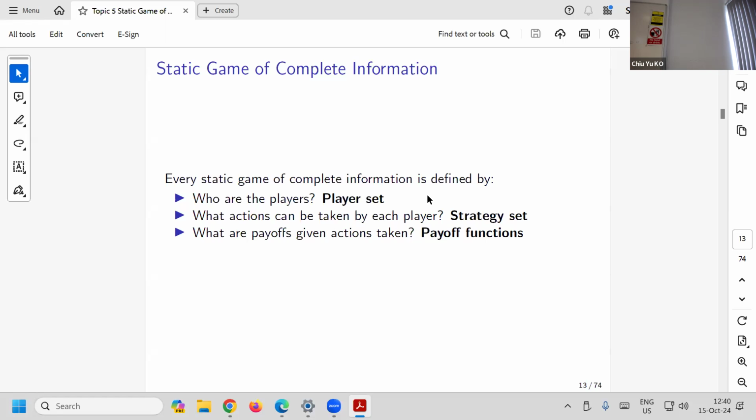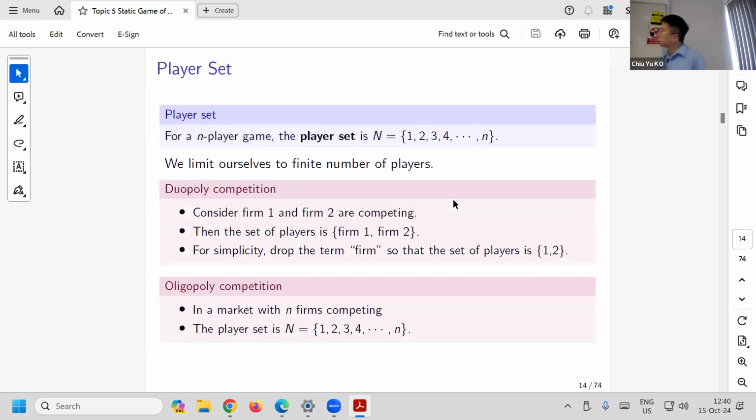But later you will see. These are the 3 elements that we need to define every single game of complete information. So that is only 3 things we need. Usually this is the case. We have a player set, which in generic form is 1 up to n. In duopoly, you have firm 1 and firm 2. Do note that the customers are not in the game. In oligopoly it will be 1 up to n, so you have to be very careful what should be there and what shouldn't be there.